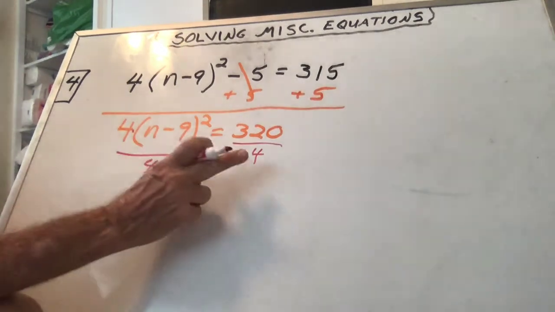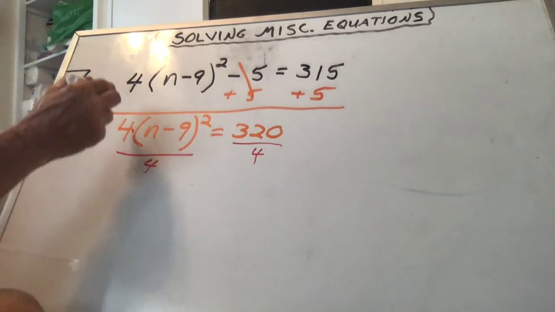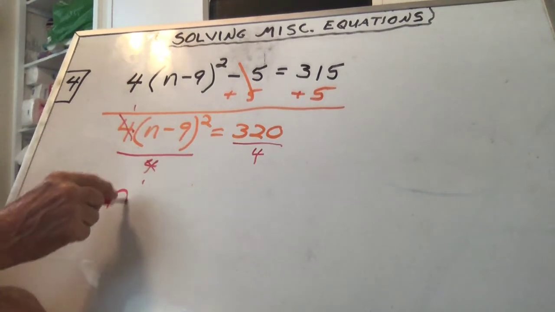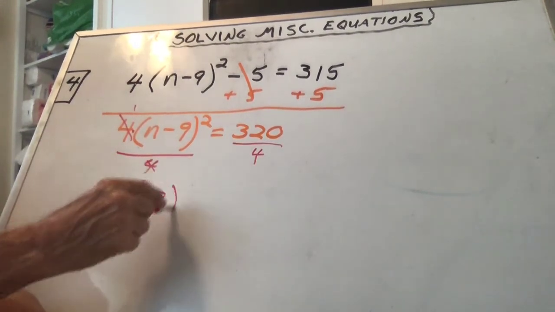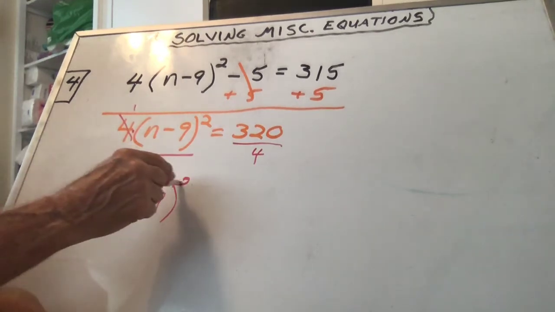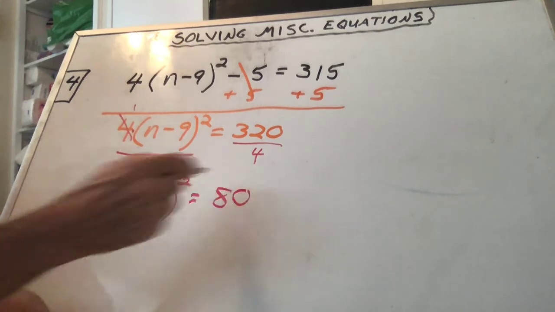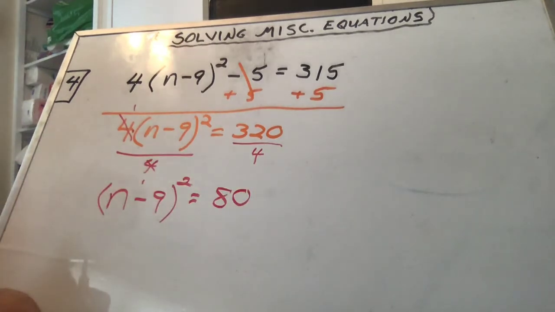Whatever you do on the left, do on the right, the same thing. The 4's cancel. I get n minus 9 squared equals 80. So far, so good. Okay, you got all that?